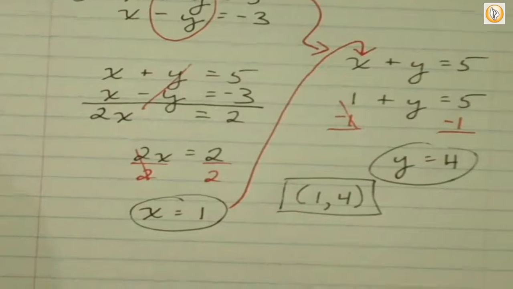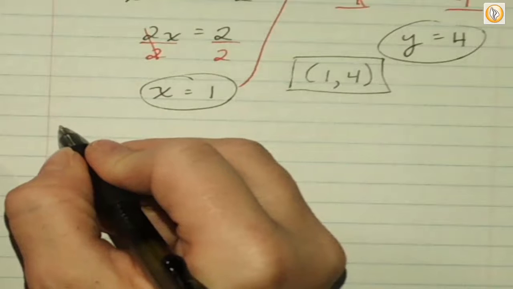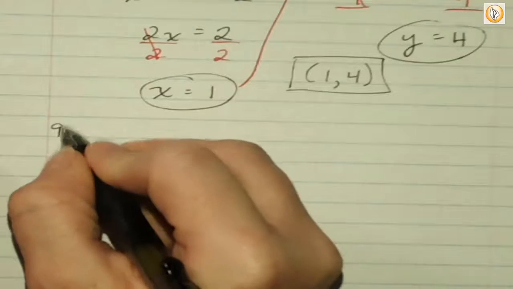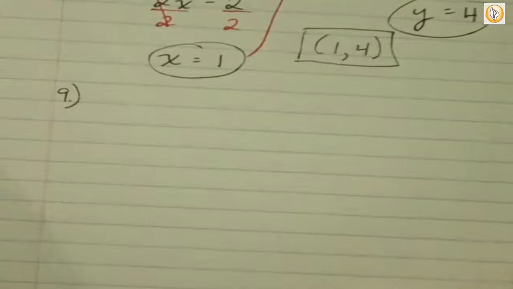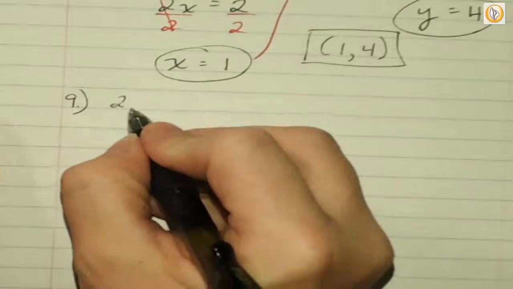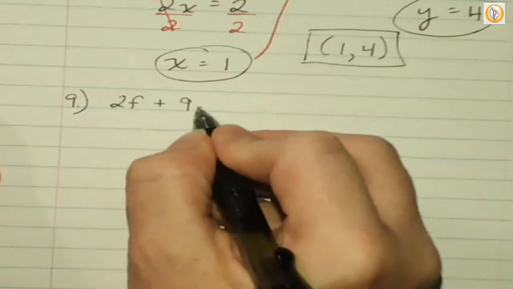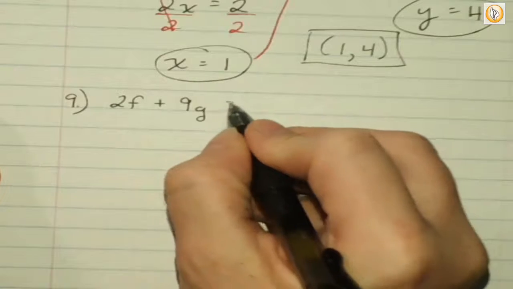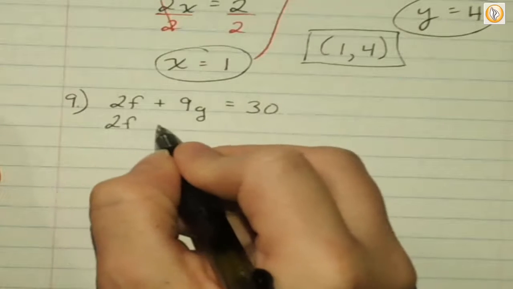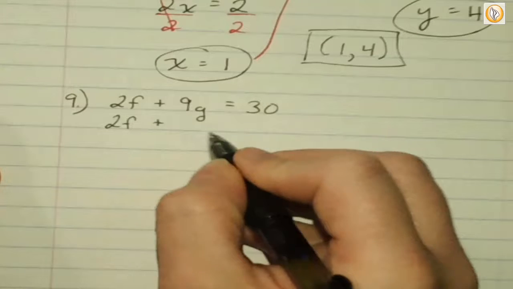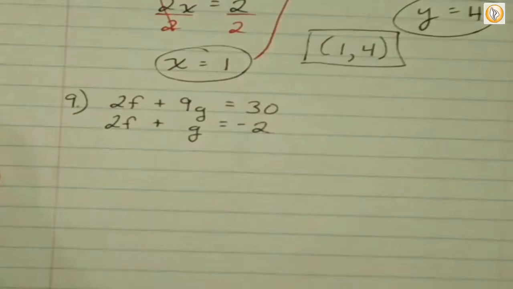See if I have room. Yeah, I'll make room. Number 9. 9 is 2f plus 9g equals 30, and 2f plus g equals negative 2.